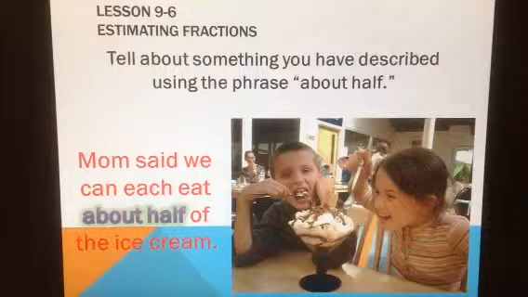Tell about something you have described using the phrase about half. In this picture, Mom said we can each eat about half of the ice cream. Students said other things that they had shared with somebody else and each gotten about half.